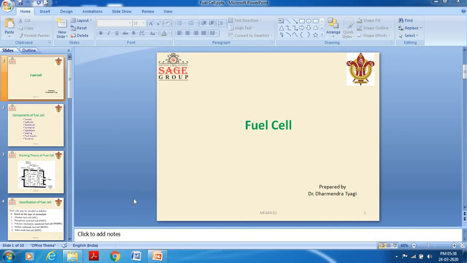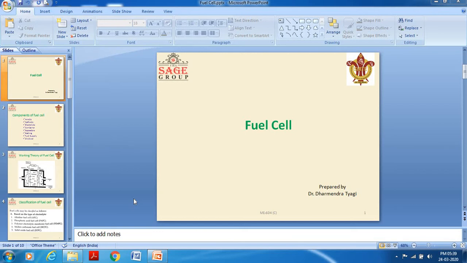Some of the applications of fuel cells are also there. Applications of fuel cells: number one, domestic use, automotive vehicles, central power stations, defense applications, space projects. Fuel cells are primarily suited for low voltage and high current applications.